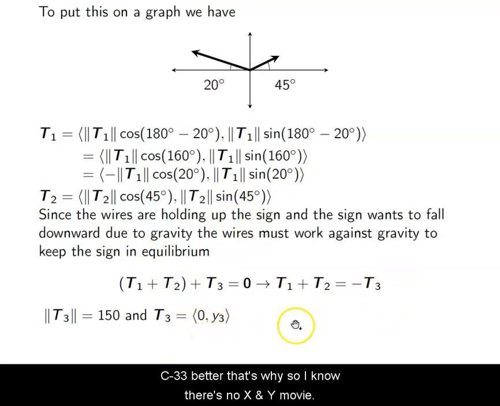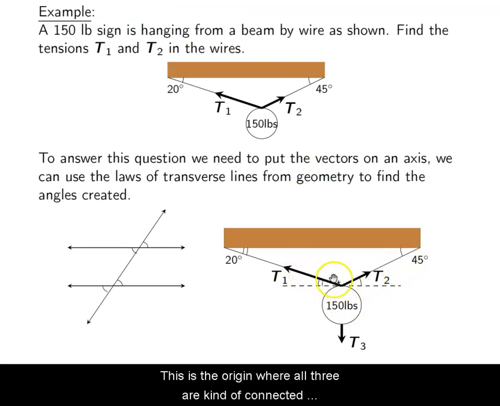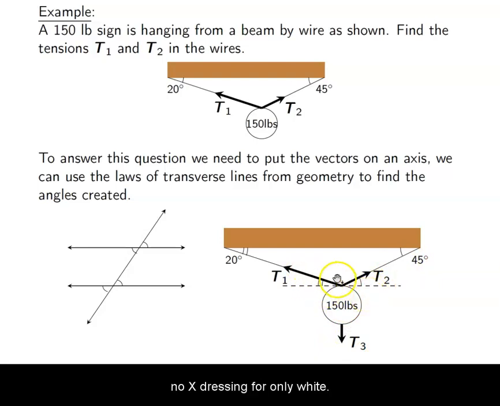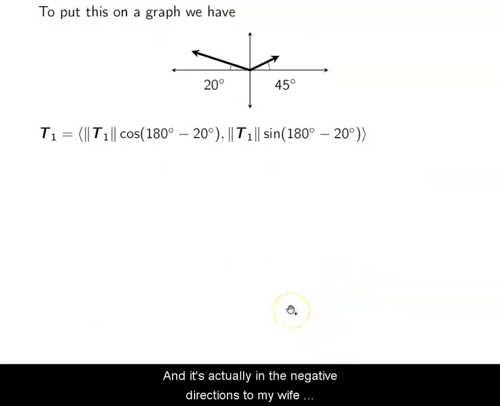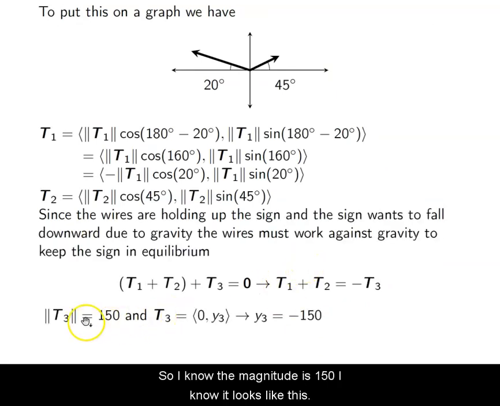So I know there's no x movement, only y, if I'm considering this as the origin. Okay, this is the origin where all three are connected, but it is moving in the negative direction of y. So no x direction, but only y, and it's actually in the negative direction. So my y3 value should be negative here. Okay, so I know the magnitude is 150. How do I know that it's negative 150? Well, think about this. The magnitude is 0 squared plus y3 squared, square rooted. So that's 150, and it has to be in the negative direction. So my y3 is negative.